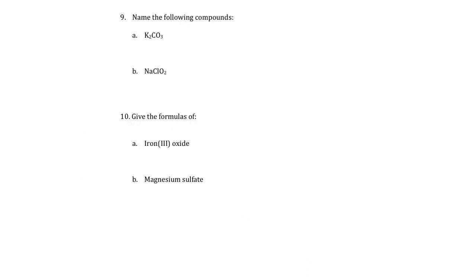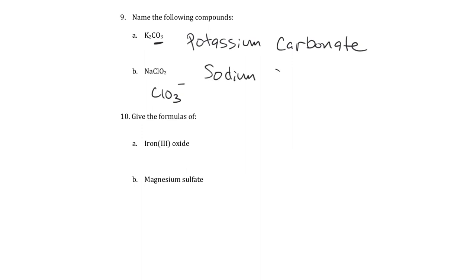So a few nomenclature questions. So let's name the following compounds. So we got K2CO3, this is carbonate, and that's potassium ion, so that's potassium carbonate. ClO3 minus is chlorate, so this would be sodium chlorate.